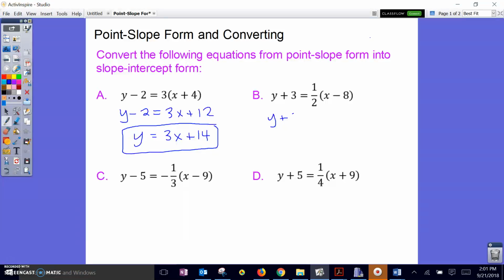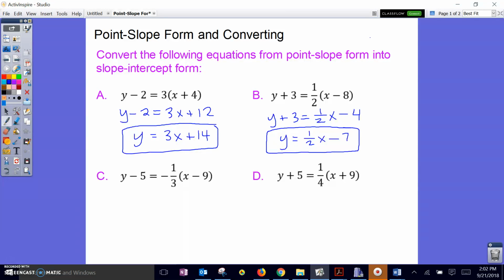We will distribute the 1/2 through the parentheses. 1/2 times x gives us 1/2 x. And 1/2 times 8. Well, what's half of 8? It's 4. Alright, and then in order to get y by itself in this one, we need to subtract 3 from both sides. And now we've converted that equation from point-slope form to slope-intercept form.